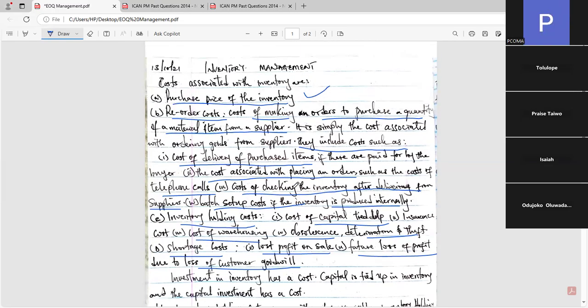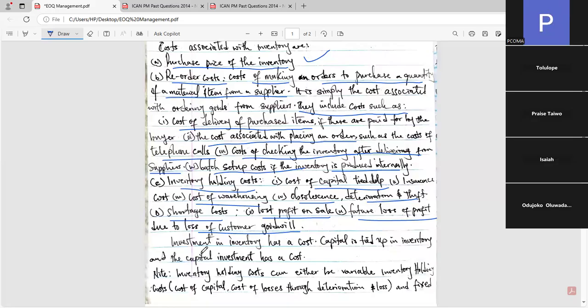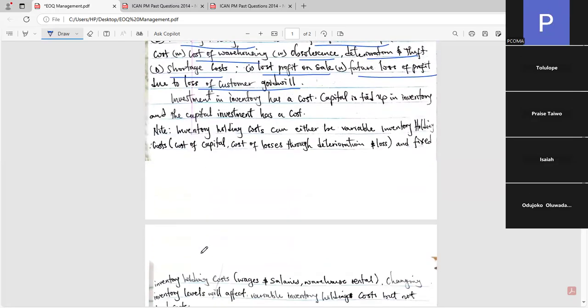If ICAN is testing an inventory management question, and they give you a calculation, they can also tell you to determine what the cost of inventory would be. And if they tell you to determine the cost of inventory, please determine the purchase cost of that inventory, other cost of the inventory, holding cost of the inventory, and shortage cost of the inventory. Once you can itemize these 4 variables, then you can compute the cost of an inventory. Please take note of that. Purchase cost of the inventory, which is A, other cost of the inventory, which is the ordering cost, holding cost of the inventory, which is the next one, and the last one is shortage cost of inventory. Please take note of that.